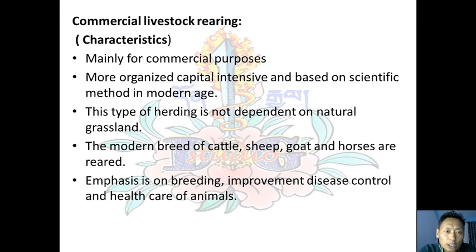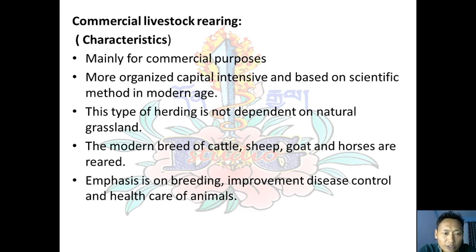As compared to nomadic herding, commercial livestock rearing is more organized and more capital intensive. That means they have to spend more money in order to practice such activities. This type of rearing of animals is mainly based on modern scientific methods. Here the herding is not totally dependent on natural grassland. Why? Because they are cultivating fodder crops in the field, and sometimes they are buying fodder crops from farmers. They are settled in one place, not moving from one place to another.